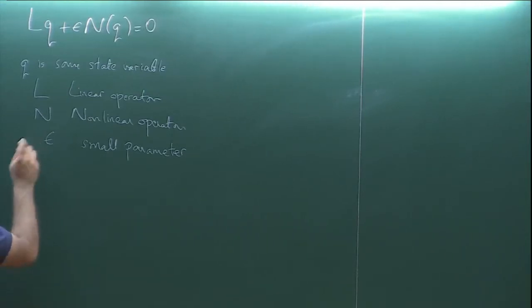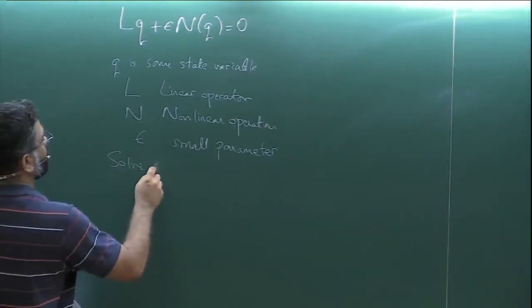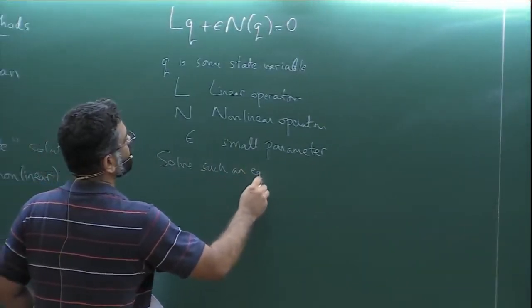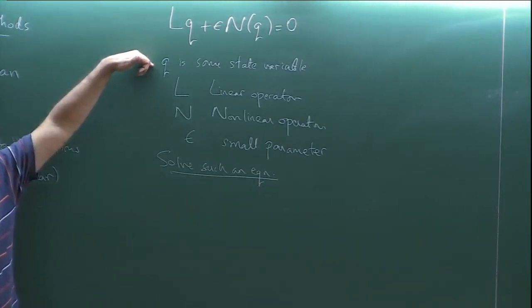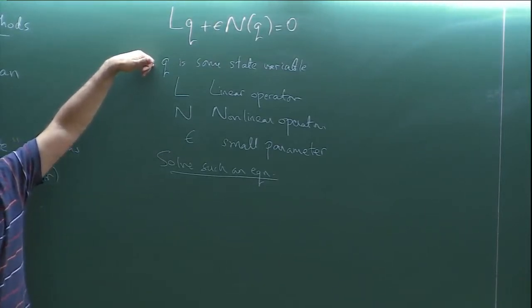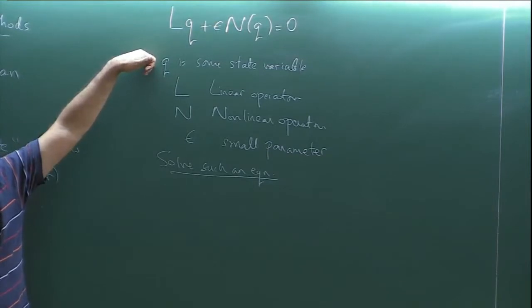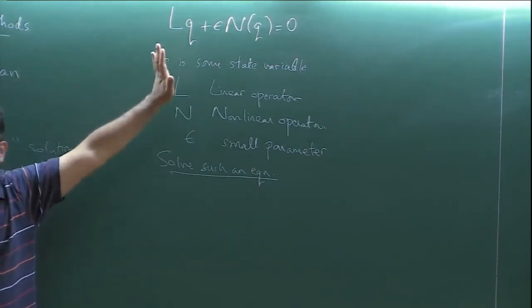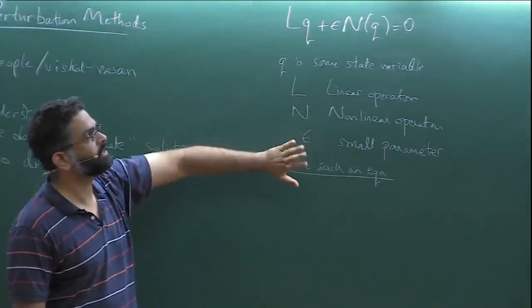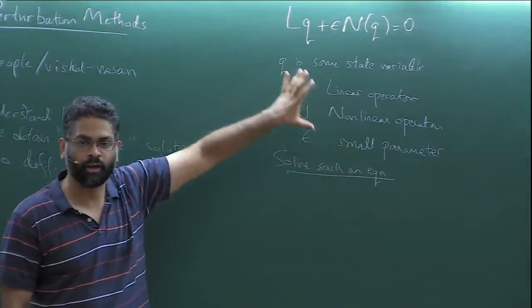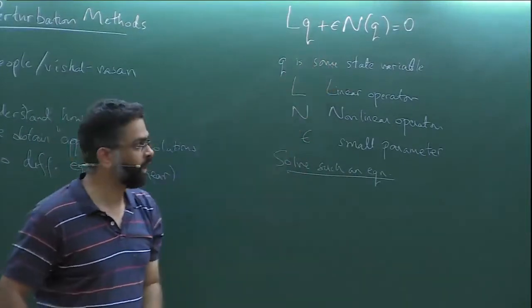And the goal is to solve such an equation. You'd like to find these Qs that satisfy this system of equations. Q need not be a scalar. It could be a vector. Q need not be just a function of time, it could be a function of space and time, it could be a function of multiple variables, I don't care. In some sense it will matter, but there's a broader theme going on for equations of this form.